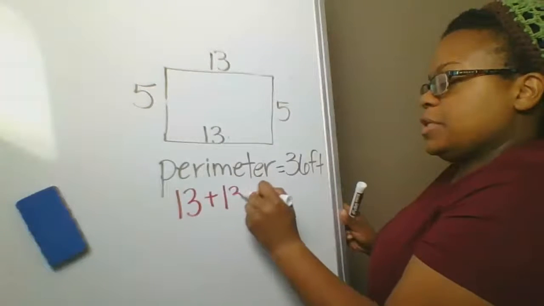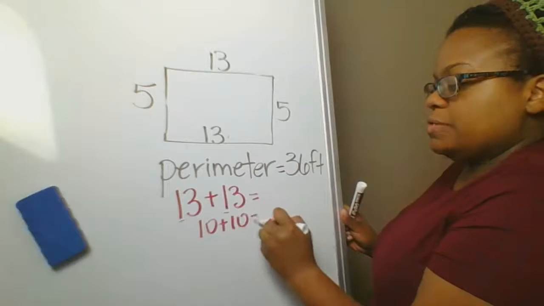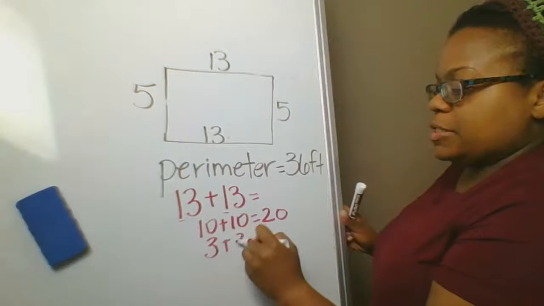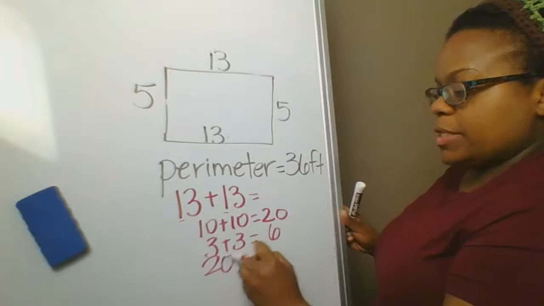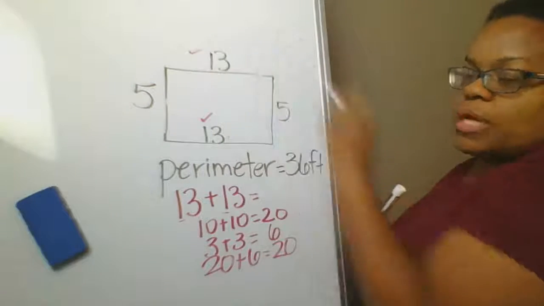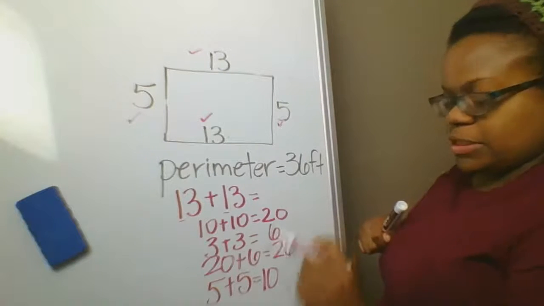13 plus 13 equals, I'm going to add 10 and 10, which gives me 20. Then I'm going to add 3 plus 3, which gives me 6. So 20 plus 6 equals 26. So I've added these two numbers. Let me fix that. That should say 26.